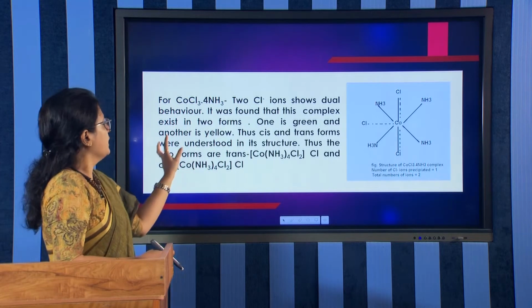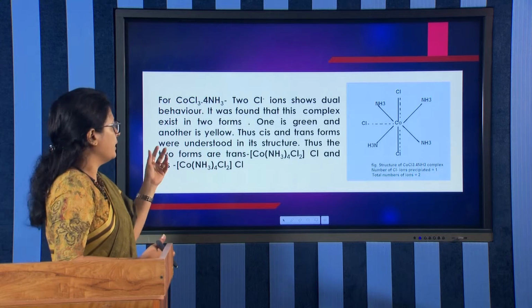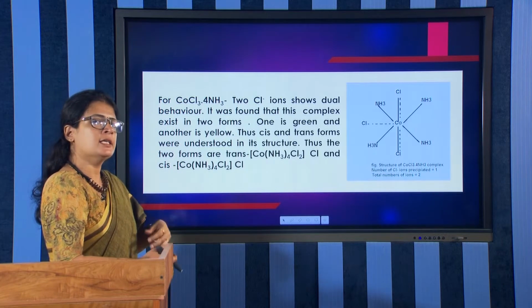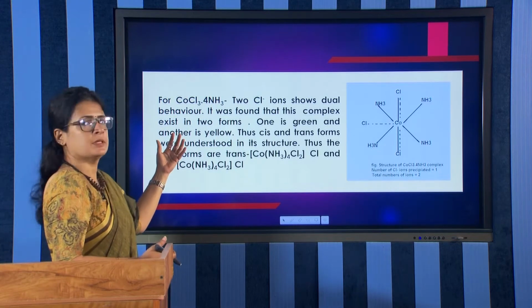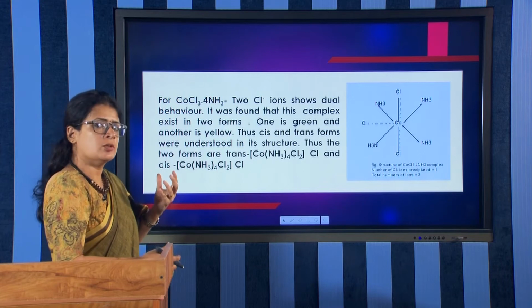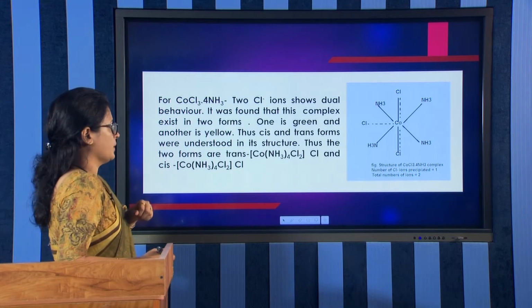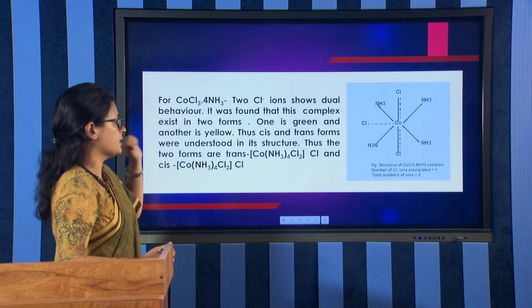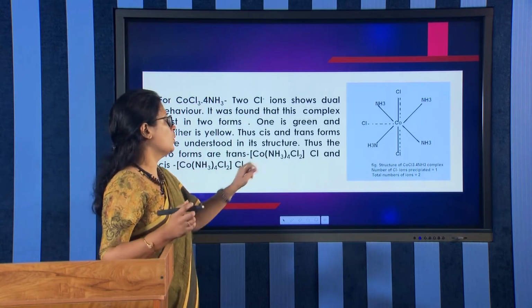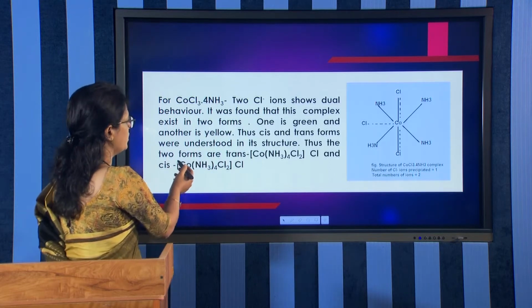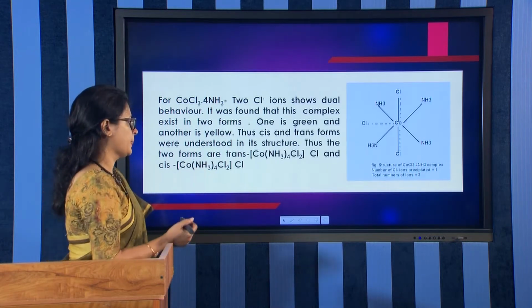One is having a green color and another is having a yellow color. So, the type of isomers are expressed. Isomers are shown by this complex. One is a cis isomer, another is a trans isomer. Thus, the two forms which he studied, CoCl3 4NH3, are this trans [Co(NH3)4Cl2]Cl and cis [Co(NH3)4Cl2]Cl.